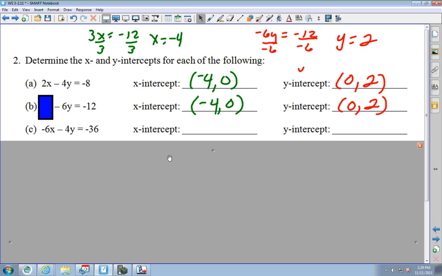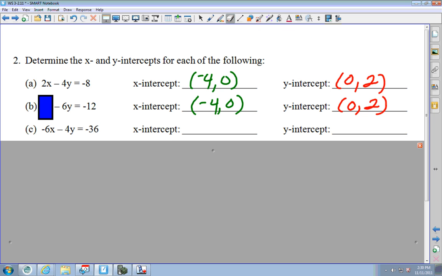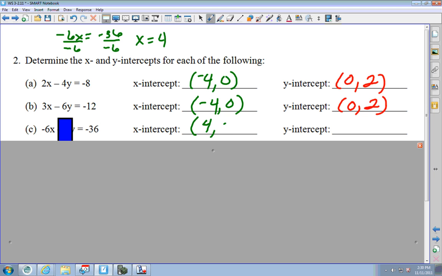Here's the next one. Let me erase up here. If you haven't done these, I would pause the video and do this next one. Okay, it wants me to find the x-intercept. I'm going to cover up the y. So now I have negative 6x equals negative 36. I'm going to divide by negative 6. This time x equals positive 6. (6, 0).